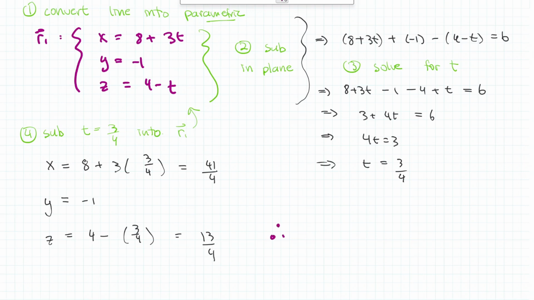Therefore, we have our final answer that the point of intersection between the line and the plane is at 41 over 4, negative 1, and 13 over 4. There we go. So that is our example number 1 and done. Comment if you have any questions about that.